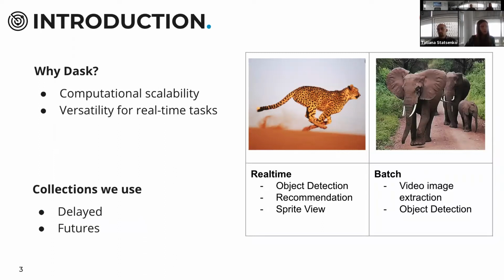As for real-time, we are working with object detection. We provide label recommendations and such tasks as sprite views, where you crop images and stack them together to show in real time. However, we also want to process batches of images or videos for tasks such as video image extraction or object detection. From the Dask collections, we only use delayed and futures, which means we are basically building our own custom graphs, and we do not use any data frames or arrays.